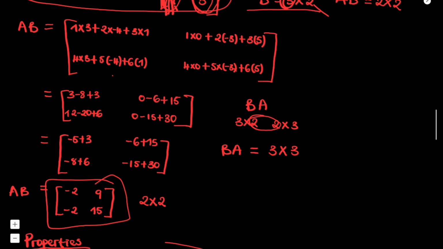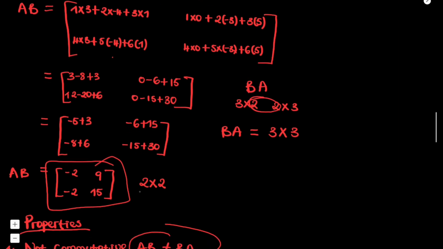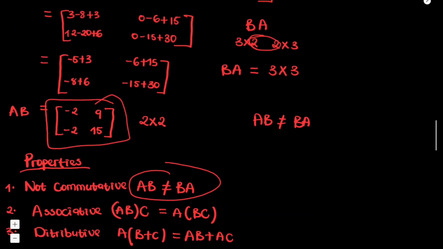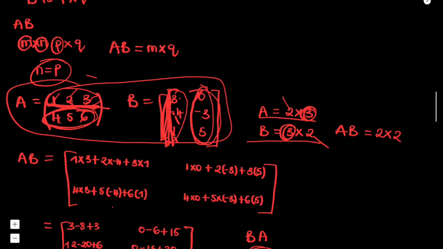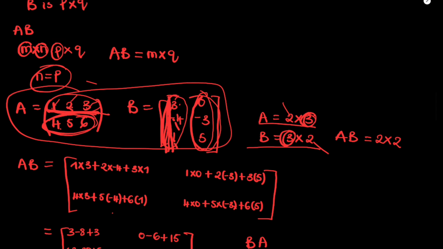We can already see that they are not the same. Our AB had to be a 2 by 2 matrix, but they are already telling us that BA must be a 3 by 3 matrix. This already proves that AB is not equal to BA. Okay, so that is all for matrix multiplication. Remember, you check the order of the matrix before you start multiplication to determine whether the matrices can be multiplied or not. If the number of columns of the first matrix is equal to the number of rows of the second matrix, then the matrices can be multiplied.